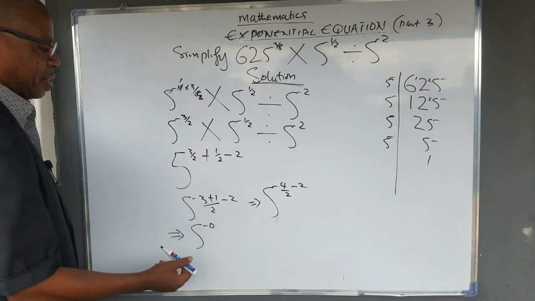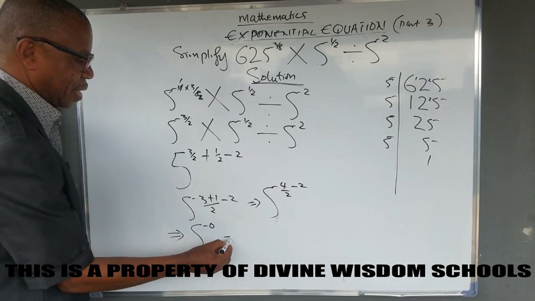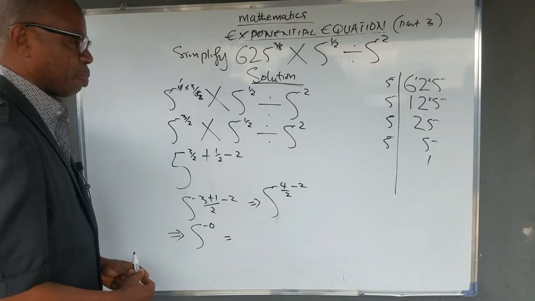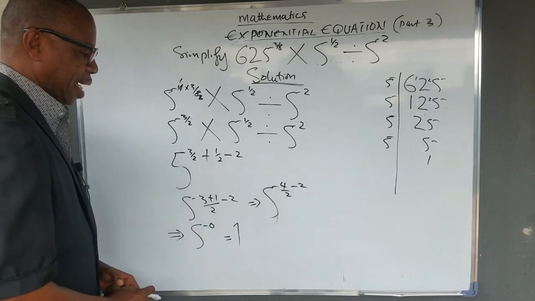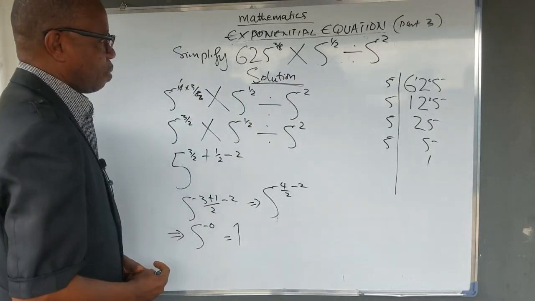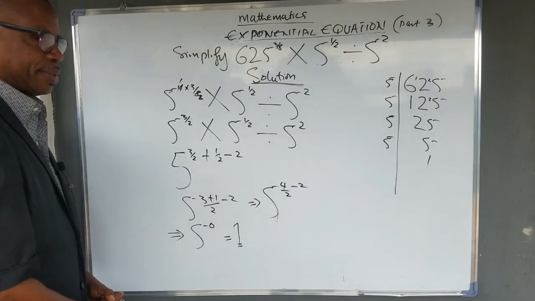Now 5 to the power 0 definitely is not the final answer. We know that in the laws of indices a number raised to the power 0 is equal to 1. That means in that SSC question, this long equation here, the final answer is 1.